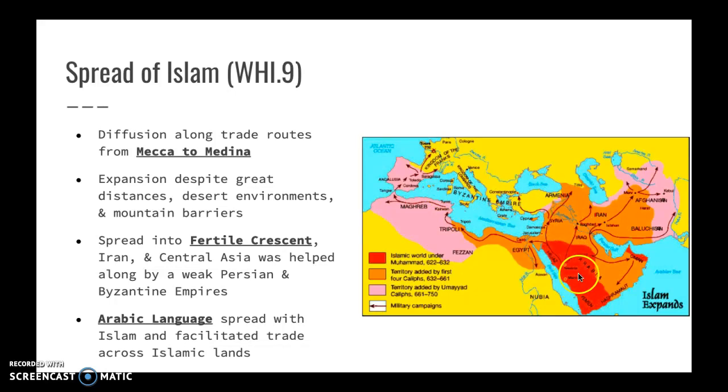Mecca and Medina are the two largest cities, kind of the most important cities. You've got Medina here and then Mecca down here. All Muslims do a pilgrimage to Mecca as a part of their 5 pillars.